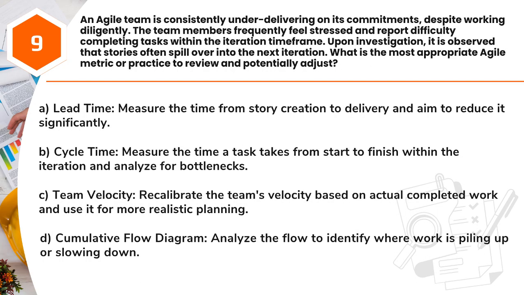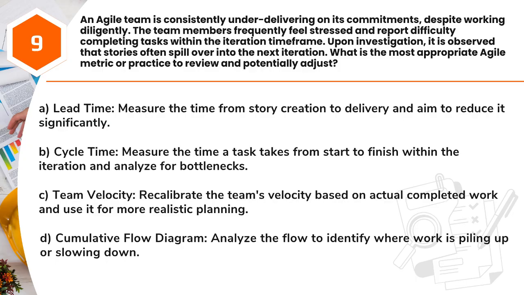Question 9. An Agile team is consistently underdelivering on its commitments, despite working diligently. The team members frequently feel stressed and report difficulty completing tasks within the iteration timeframe. Upon investigation, it is observed that stories often spill over into the next iteration. What is the most appropriate Agile metric or practice to review and potentially adjust?